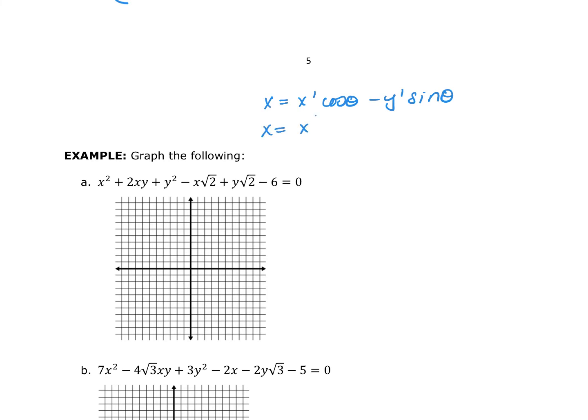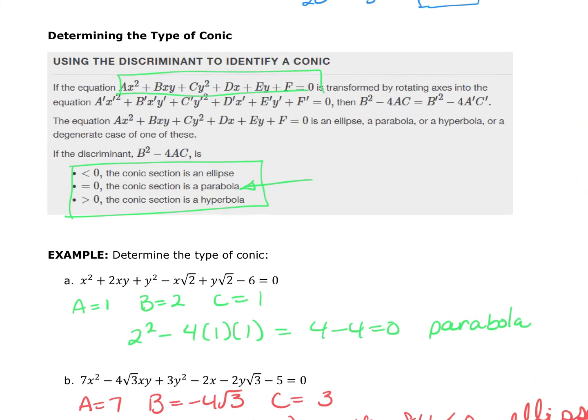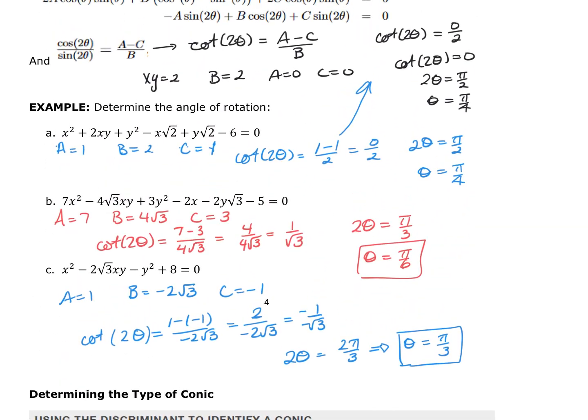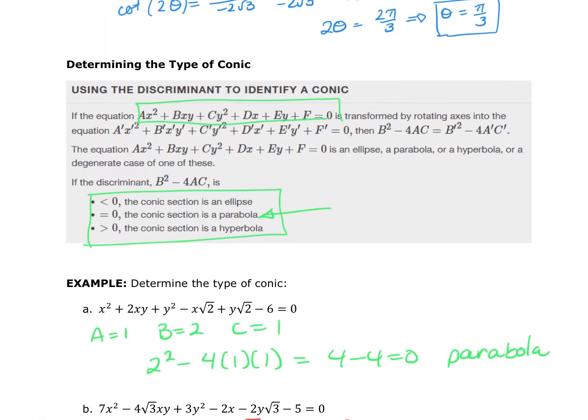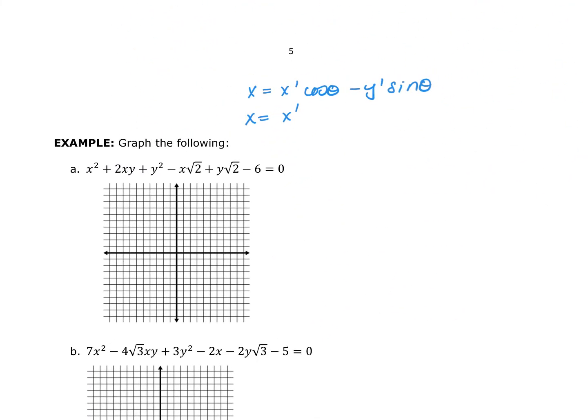X is equal to x prime, and I believe that this angle of rotation was pi over 4. I'm going to come back up here to confirm this is pi over 4. And it was. So that's A right there. Notice it's the exact same thing down here. So this is going to be the cosine of pi over 4 minus y prime times the sine of pi over 4. So my x replacement is going to be the square root of 2 over 2 times x prime, minus y prime multiplied by the square root of 2 over 2, so I just factored that out. Everywhere I see x, I'm going to replace it with that.